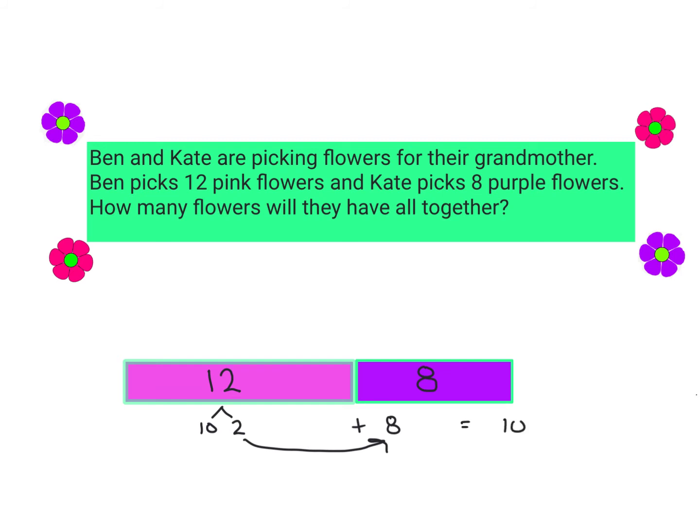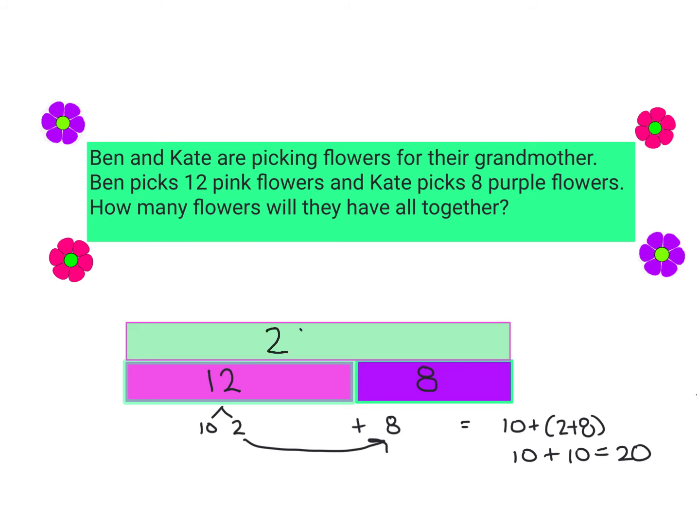So we can say 10 plus 2 plus 8 is 10 plus 10 equals 20. And with that, we can finish our strip diagram, and then we know that the whole is 20.